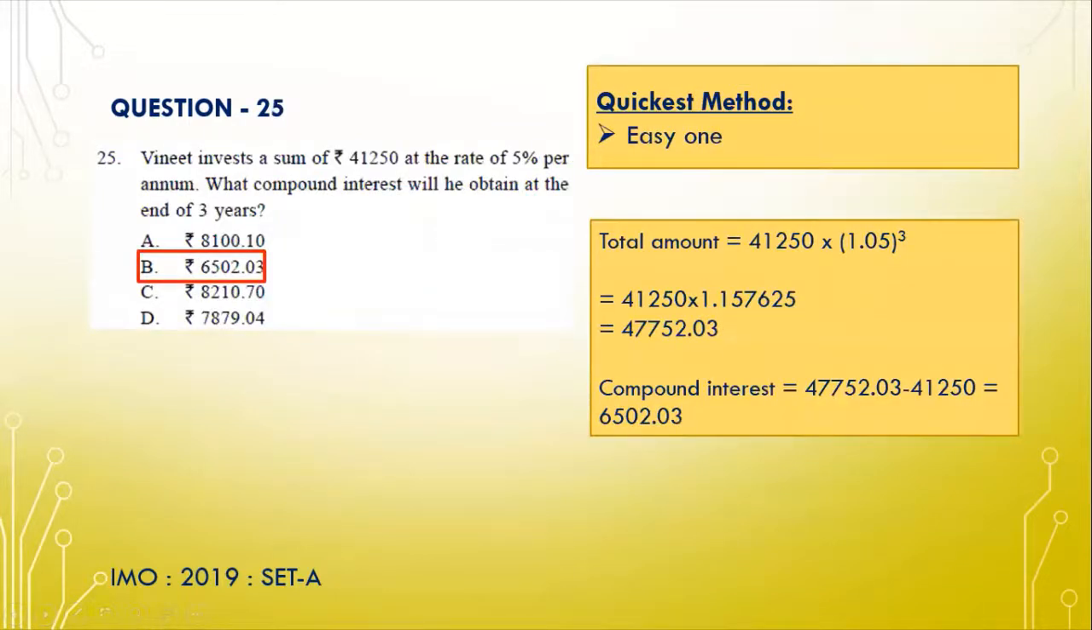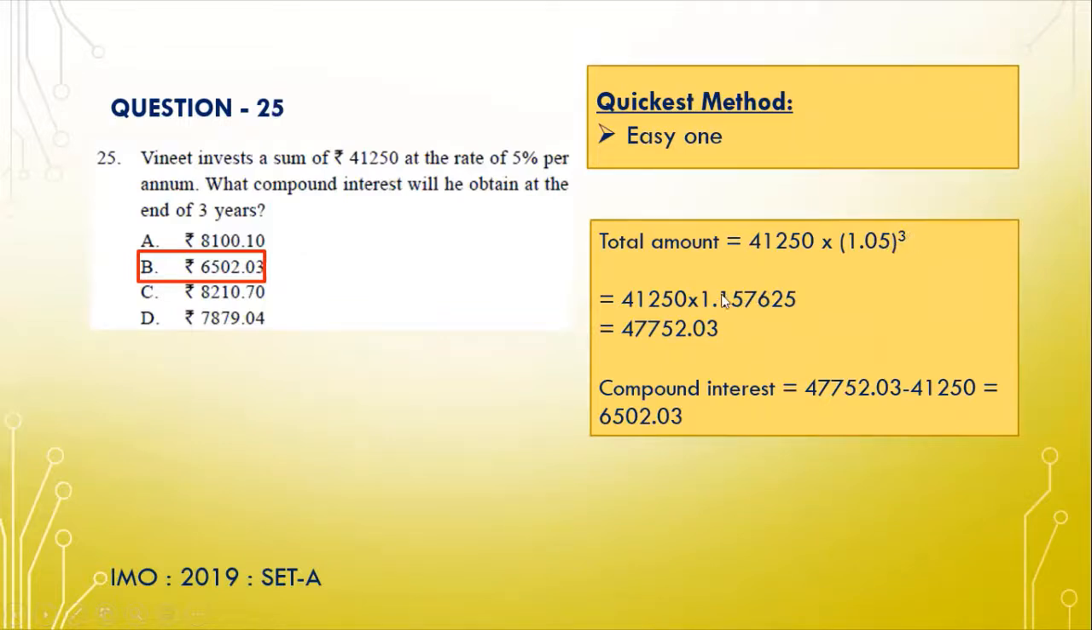Vineet invests a sum of 41250 at the rate of 5% per annum. What compound interest will he earn at the end of 3 years? Again, easy question. So total amount obtained at the end of 3 years will be the principal into 1 plus rate of interest raised to number of years. What is rate of interest? It is 5%, which is 0.05. So 1 plus 0.05 is 1.05, raised to number of years, which is 3.